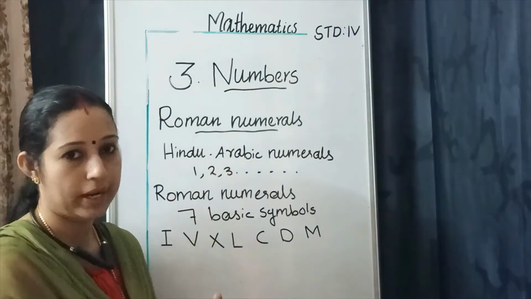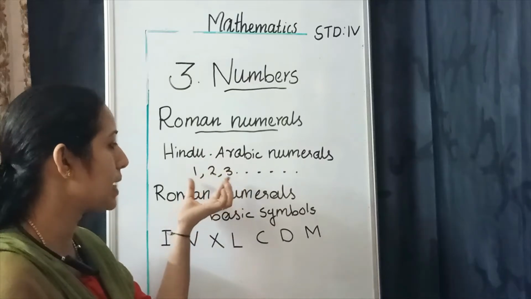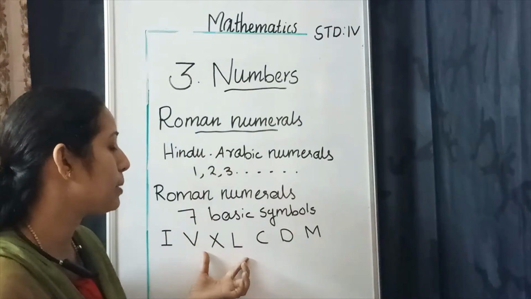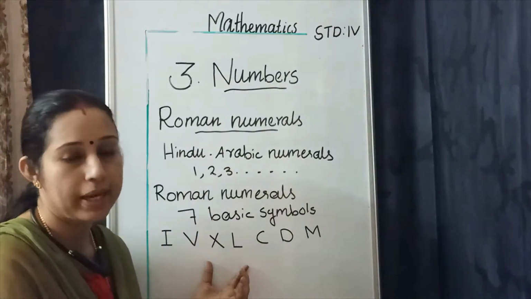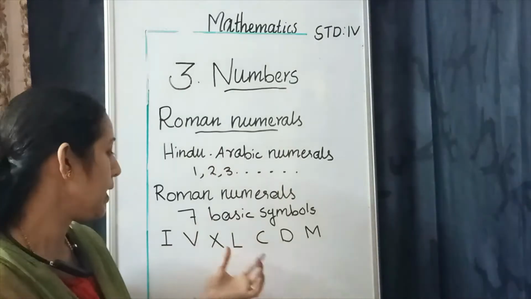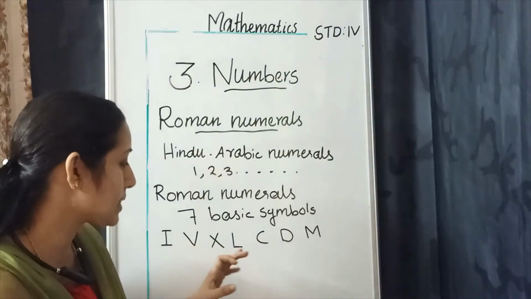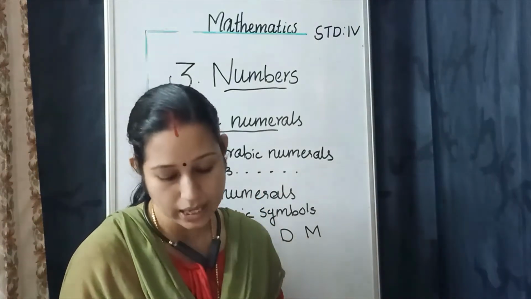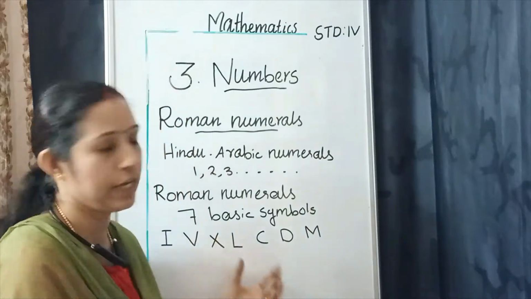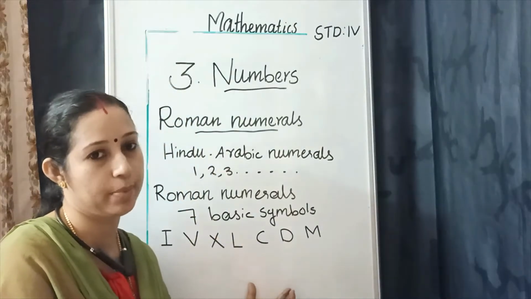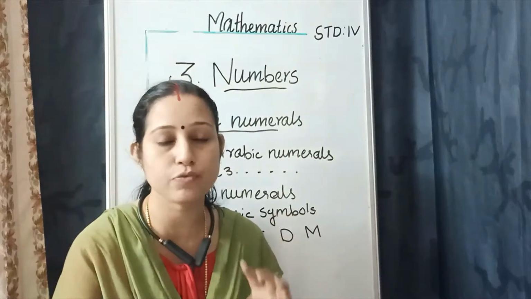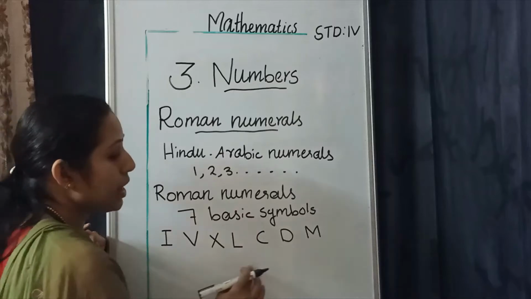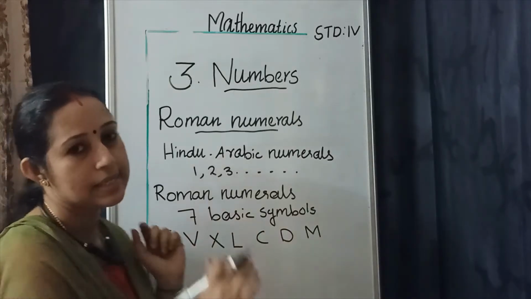So there are two types of numeral systems. One is Hindu-Arabic numerals, that is our 1, 2, 3 numbers. Roman numerals means the Romans used 7 basic symbols to write their numbers, that are I, V, X, L, C, D and M. There is no symbol for 0 in this Roman numeral system, and it does not depend on the place value chart. So just remember what symbols the Romans used in their numeral system.